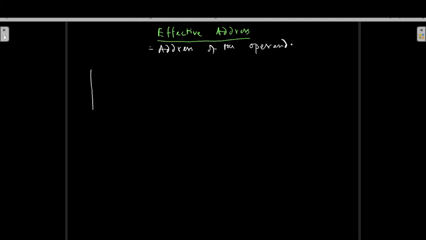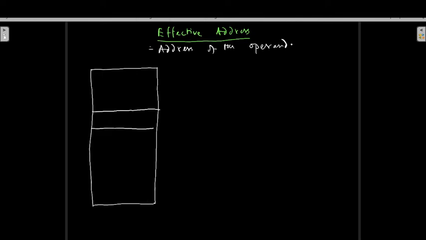Now let us consider a particular situation. This is a memory, and here we have a value 32, and here we also have another value 64. Now suppose the address of 32 is given as 60A0 and the address of 64 is given as 70A0. Now we want to perform the addition of this value 32 and this value 64.